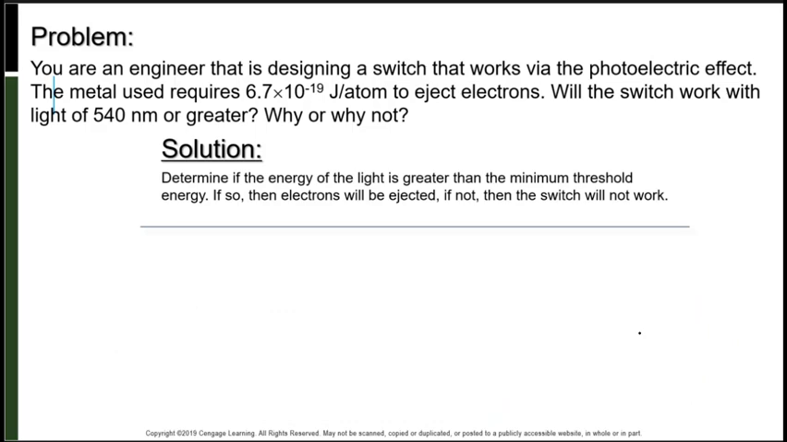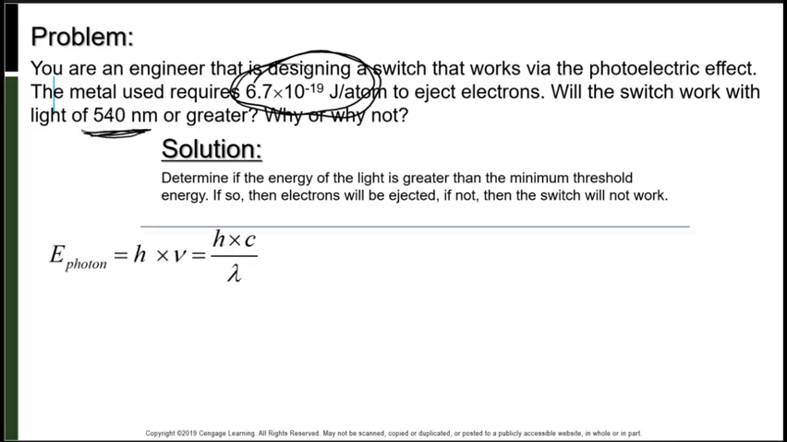Let's try to do this problem. Say you are an engineer designing a switch that works via the photoelectric effect. The metal used requires 6.7 times 10 to the negative 19th joules per atom to eject electrons. Will the switch work with light of 540 nanometers or greater?